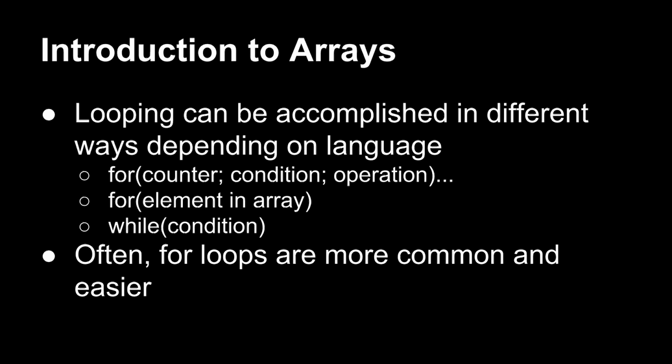It's the for counter condition operation. Another common paradigm is the for element in array. Essentially, what that's going to do is loop over every element in the array and set that element variable to whatever the current element is. If you don't necessarily care about the specific index that you're in, so for example, you don't care if you're on the first, third, or 100th element, you just care what that data is, then this can be a lot easier to maintain. In some languages, you don't have a for structure, so you'll just use a while loop. That's not as common. Typically, you will use a for loop.